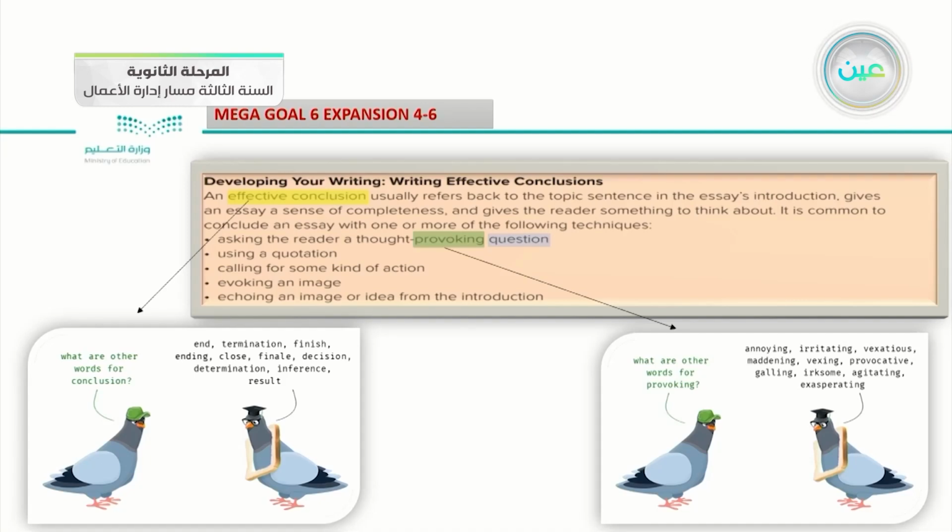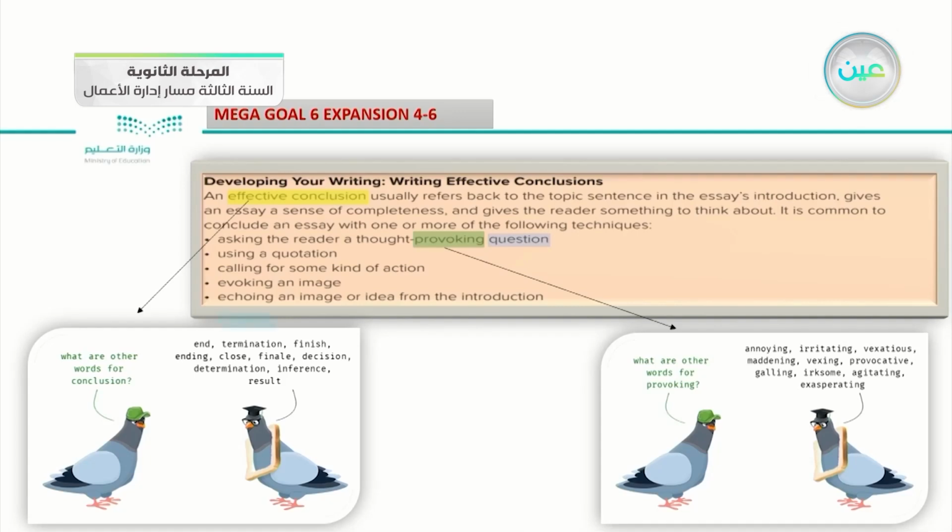Number 2, using a quotation. As I said before, a quotation is very important to make your conclusion effective, and don't forget to put quotation marks around the quotation which you are using from research in your essay. Number 3, calling for some kind of action. So you should put some kind of action, mention it, add an example, and so on.